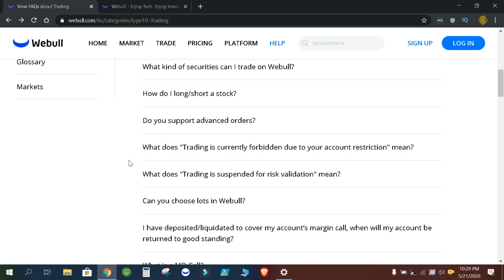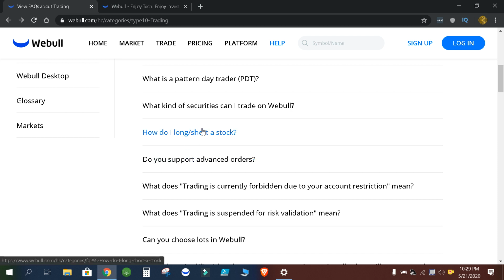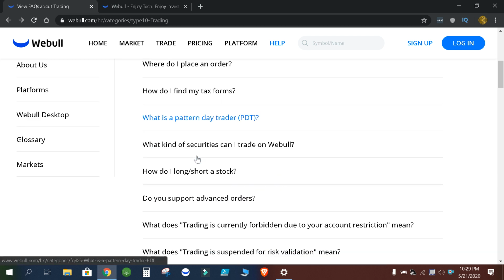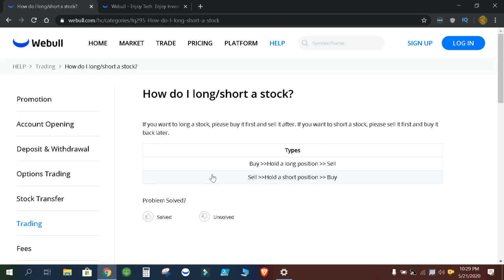Moving on. How do you long or short a stock? In terms of long and short in a stock, long is obviously buying. Short in a stock is when you're basically borrowing shares.